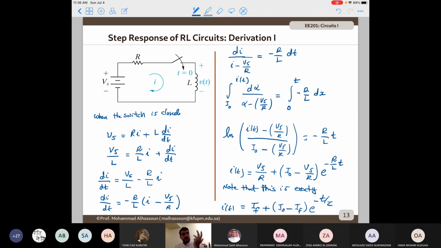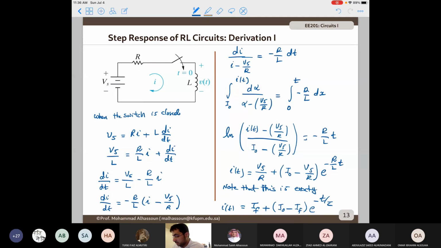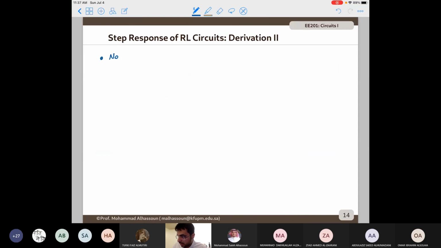Find the initial current, find the final current, find the time constant, and the solution will be in that form: I final plus I initial minus I final multiplied by e to the power negative t divided by the time constant. Okay, so what does the time constant represent here? The time constant represents the time when the value of the current reaches 63% of its final value. So let me write it down here.